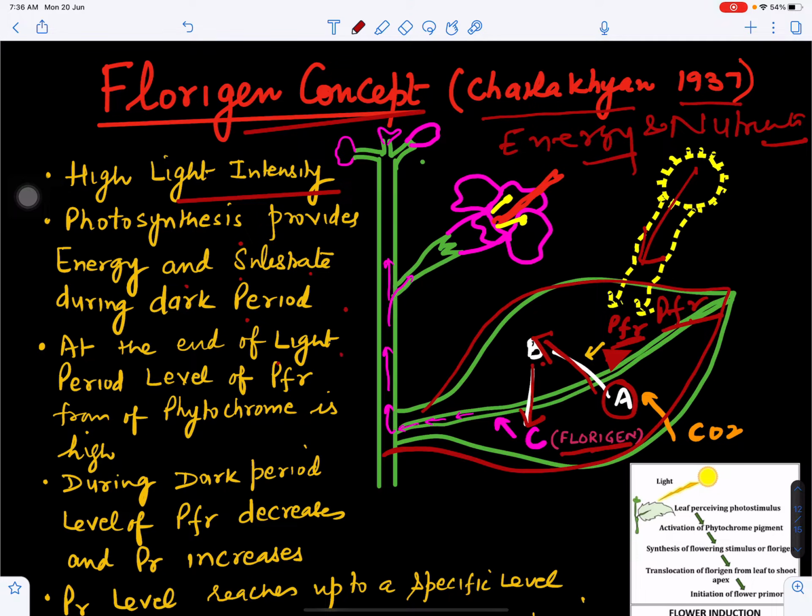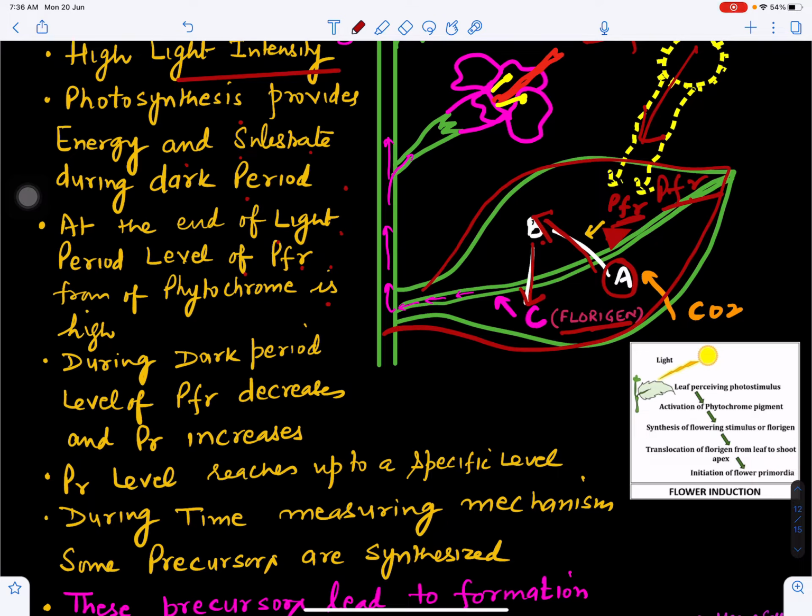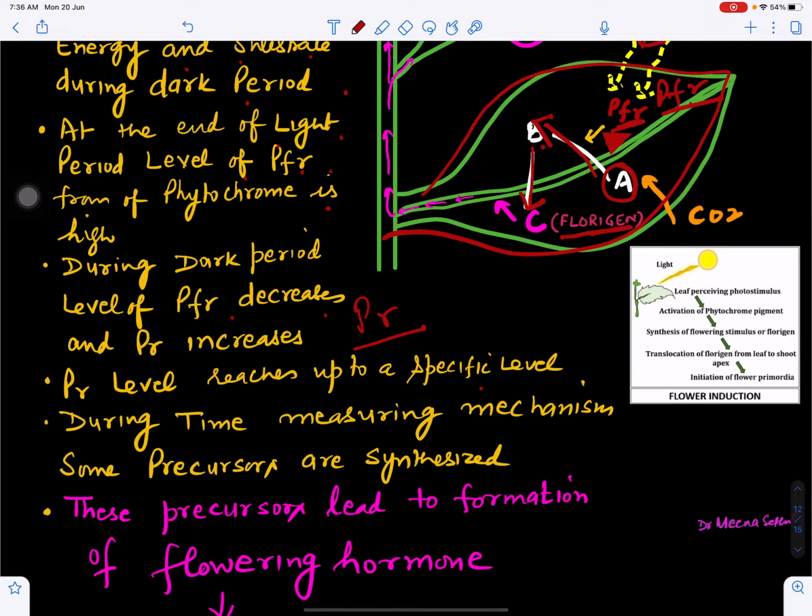At the end of the light period, the level of the PFR form of phytochrome is high, as we discussed. At night, the PFR form of phytochrome is high. During the dark period, the level of PFR decreases until morning, when the PR form is produced. Now the PR level reaches a specific level in the morning. So when PR has been produced in the morning, it will help in the conversion of B to C.